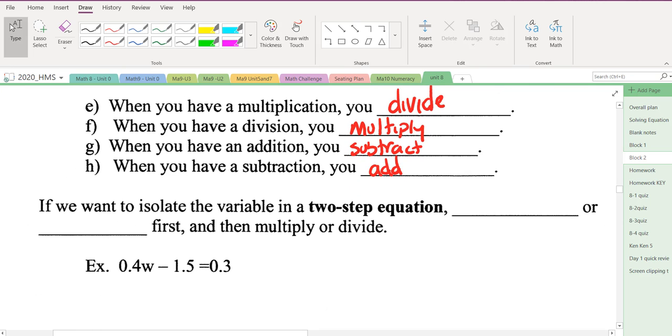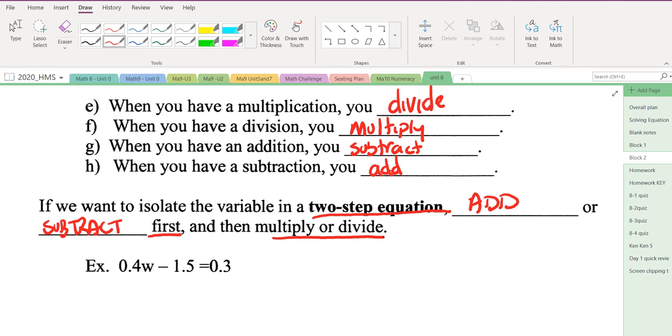Okay? So if we want to isolate a variable in a two-step equation, and that's what we're doing, all these questions require at least 2 steps, we need to add or subtract first. That's the first step we're going to do. Then we'll multiply or divide. Add or subtract first, then multiply or divide.